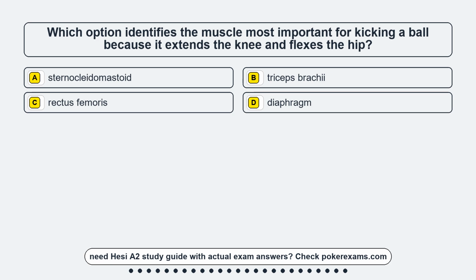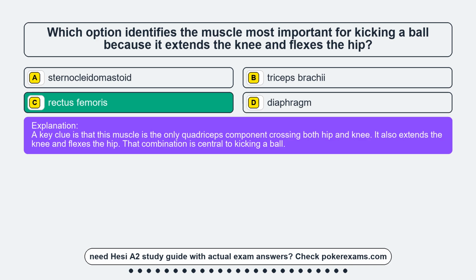Question 21. Which option identifies the muscle most important for kicking a ball because it extends the knee and flexes the hip? Option A, sternocleidomastoid. Option B, triceps brachii. Option C, rectus femoris. Option D, diaphragm. The correct answer is option C, rectus femoris.